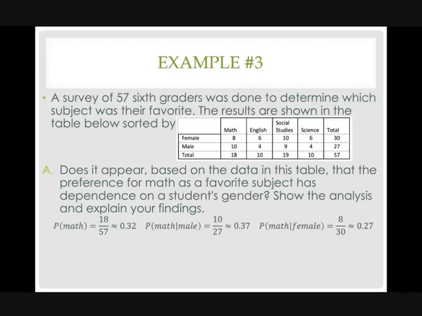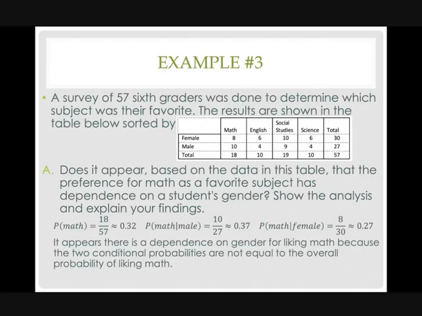So the probability of liking math, let's look over at math, that's 18 divided by 57. So it's approximately 32%. Now the probability of liking math given male, that's 10 divided by the overall number of males, which is 27. And so that's approximately 0.37 or 37%. Now the probability of math given female, 8 divided by the female population, which is 30. And that's approximately 27%.